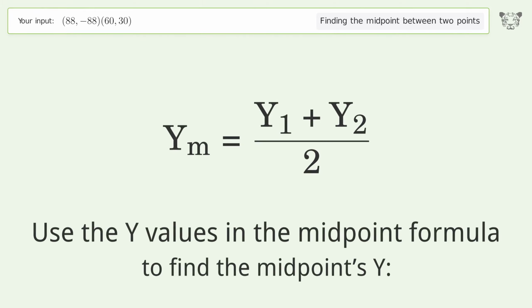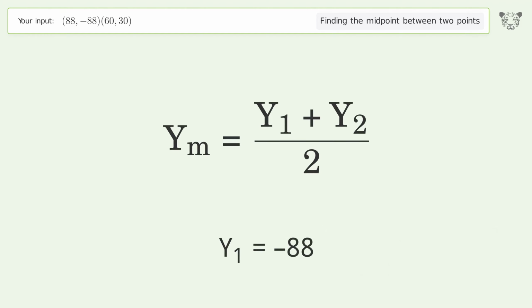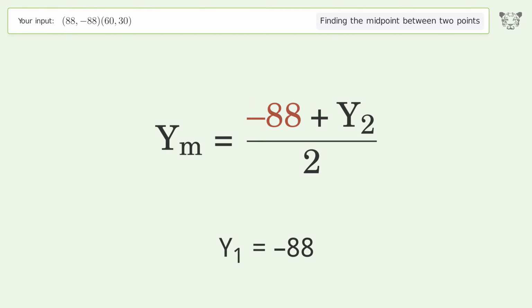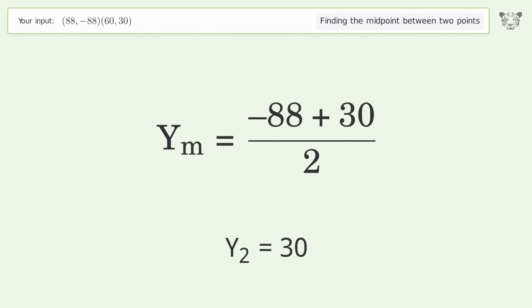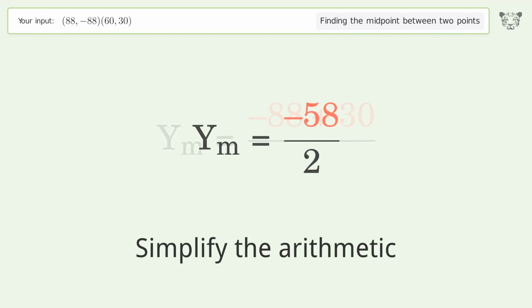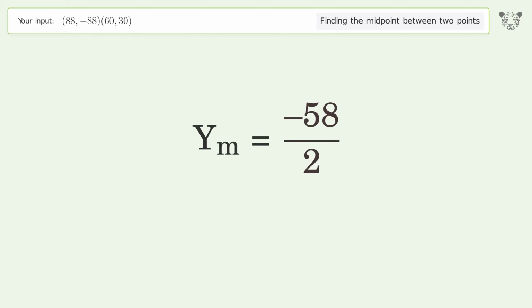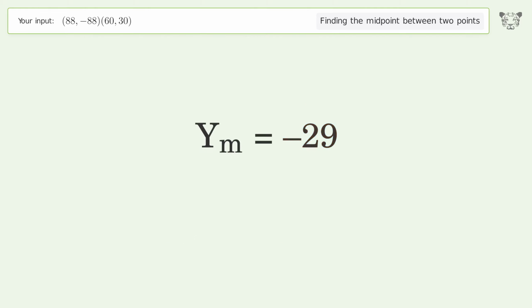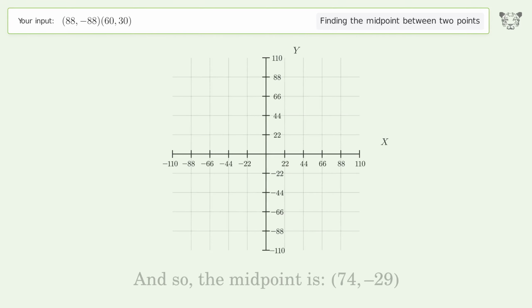Use the y values in the midpoint formula to find the midpoint's y. y1 equals -88. y2 equals 30. Simplify the arithmetic. And so, the midpoint is 74, -29.